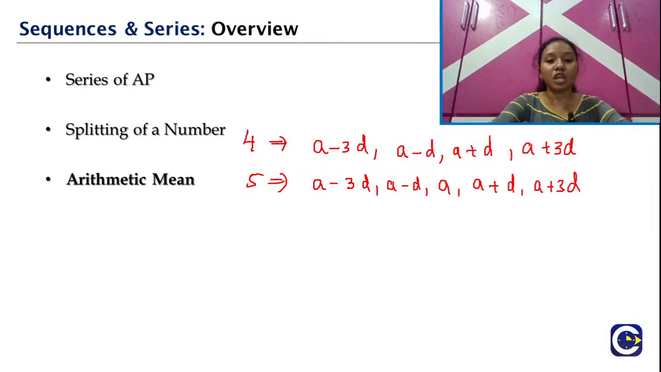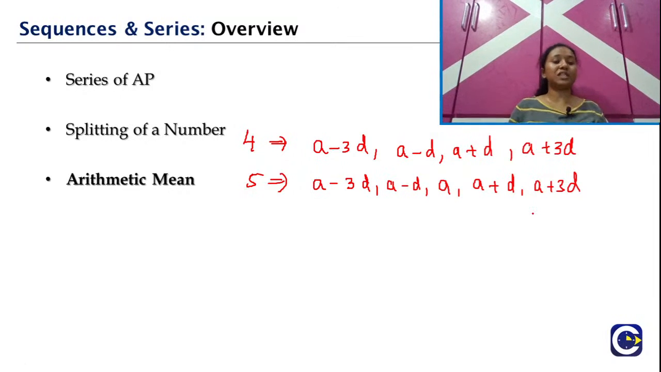Right. So these are the 2 typical topics which we have covered in our previous session. So I hope you guys are clear with these 2 topics of series of AP as well as splitting of a number. So coming up, if you have any doubts and questions, you can let me know.